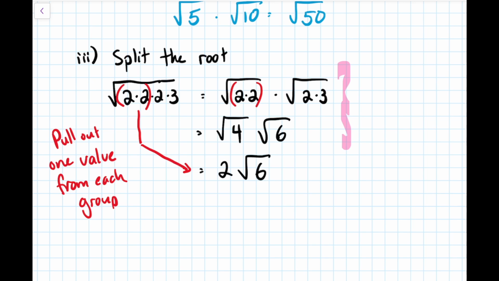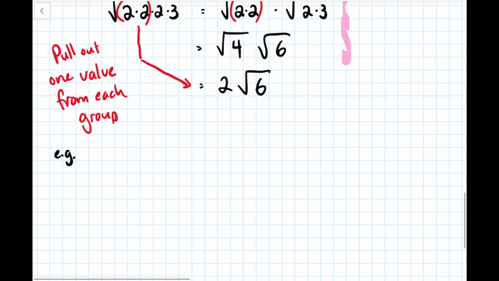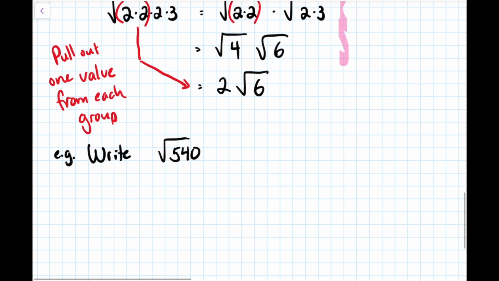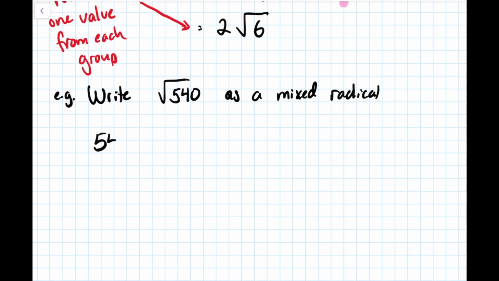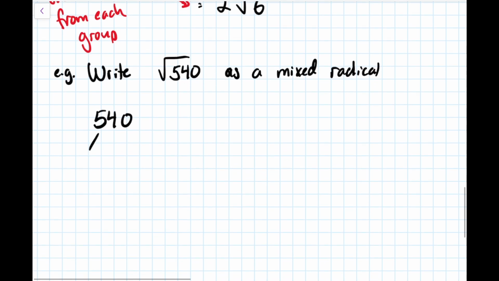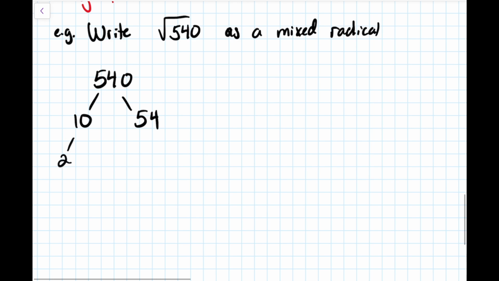So let's try it with a bigger number so we can see this process a little bit better. Let's say we're going to write root 540 as a mixed radical. So same deal, we're going to have to do prime factorization. So 540, I can see that's got a 0 at the end, so I'm going to break it up into a 10 and a 54. 10 is going to get me a 2 and a 5. 54, probably a 6 and a 9, which gets me a 2, a 3, and a couple more 3s.